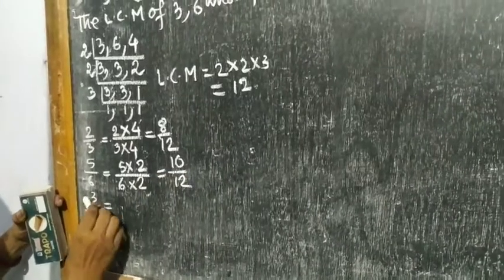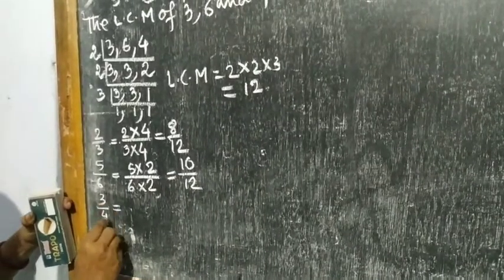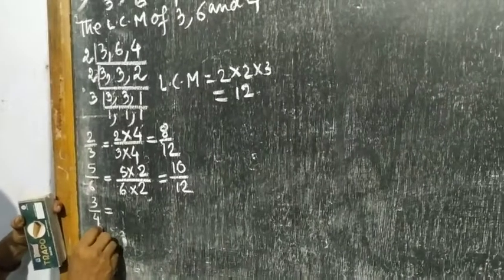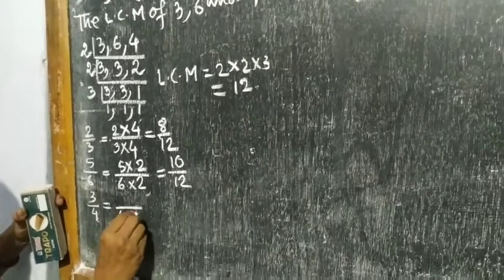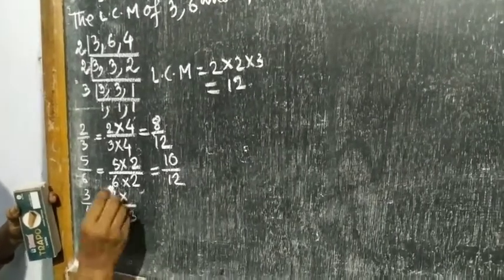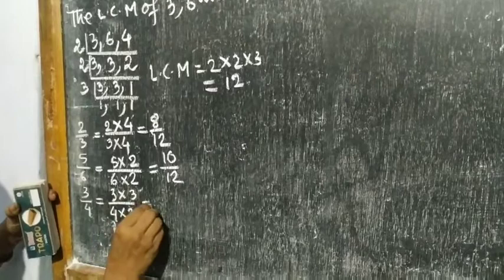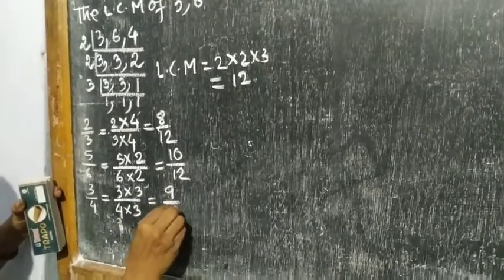Again, see children, in the fraction 3 by 4, you have to make the denominator 12. So by which number do you have to multiply 4? So 4 into 3, 12. So the numerator also you have to multiply with the same number 3. So it is 9 by 12.